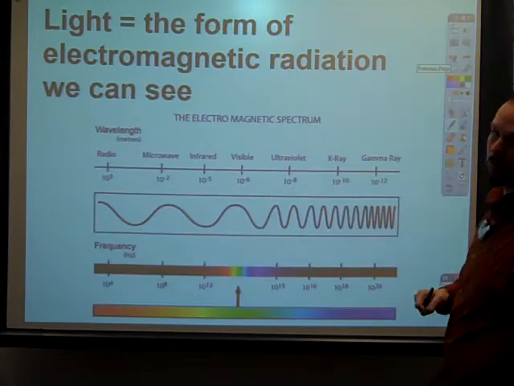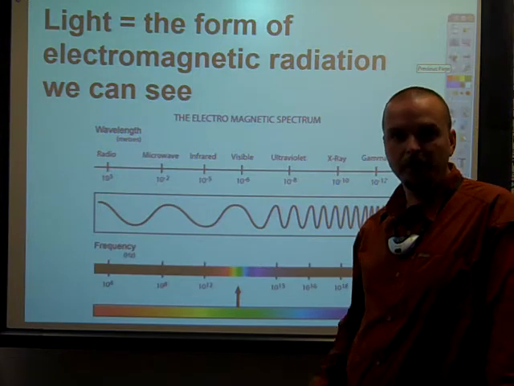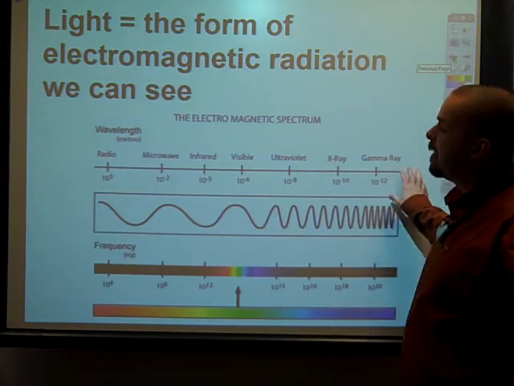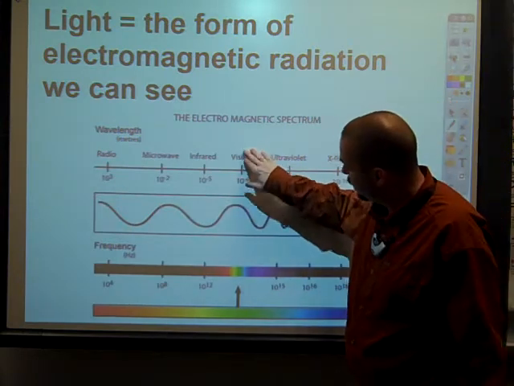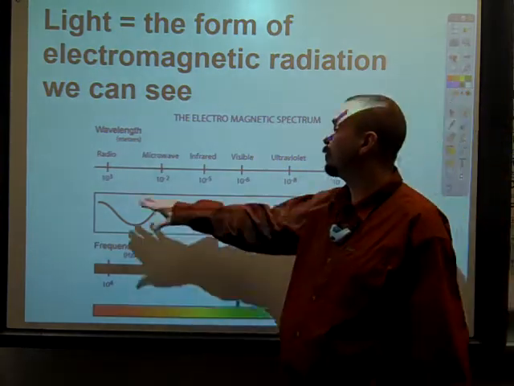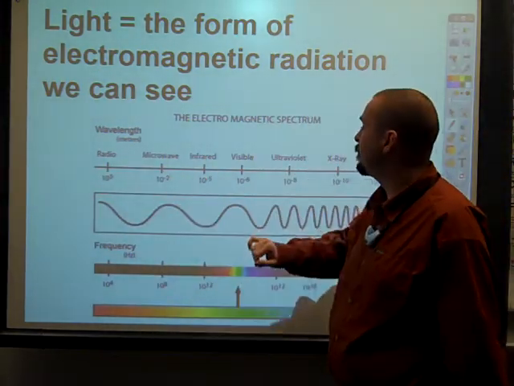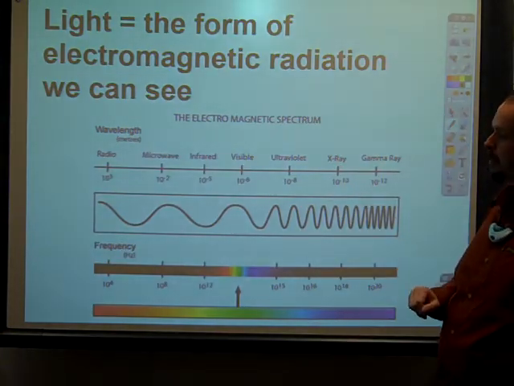Let's start off by talking about what light is. Light is a form of electromagnetic radiation that we can see. There's an entire spectrum of electromagnetic radiation. Light is right about in the middle. This is the part of it we can see. Everything else is invisible to us. It includes radio waves, microwave, infrared, visible, ultraviolet, X-ray, and gamma rays.